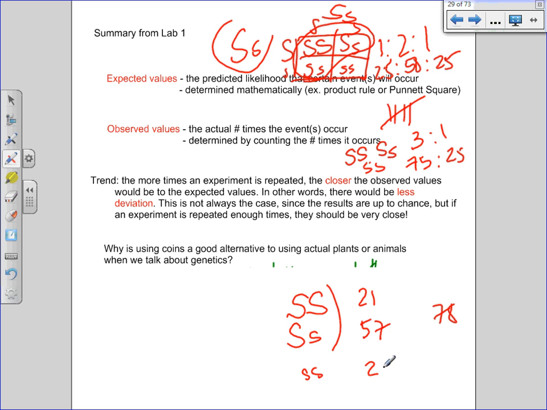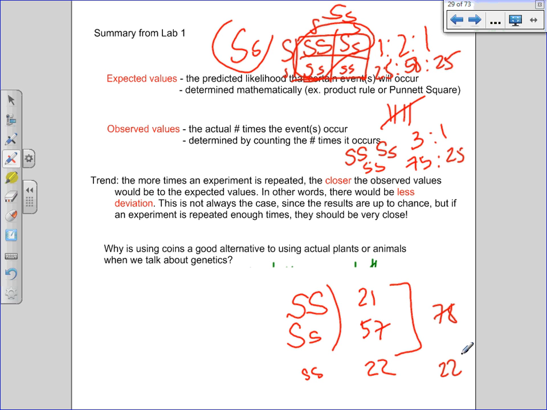And then of their other tosses, 20, I cannot add 78. So this would be 22. Yeah, 22. So let's say their tosses were 21 that were big S, big S, 57 that were big S, little s, and 22 that were little s, little s. So in terms of how many were normal or appeared normal, it would be 78. And those that appeared albino would be 22 for their totals.